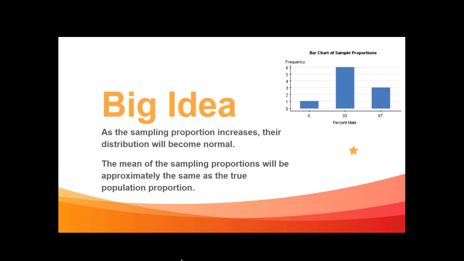As the sampling proportion increases, what you'll start to notice is that the distribution will become normal. So here's my graph that I had from the previous slide, notice what's happening here. This distribution is starting to take the shape of a normal curve. You see my little comment dancing around? I'm trying to get it to sort of follow the shape of the normal curve. The mean of the sampling proportion will be approximately the same as the true population proportion.